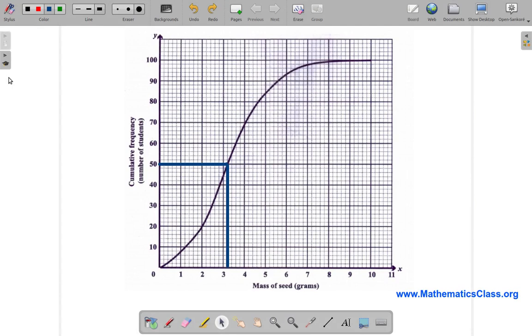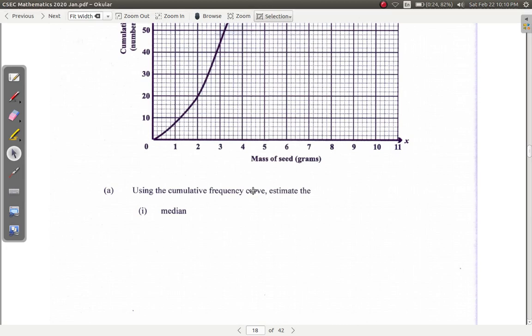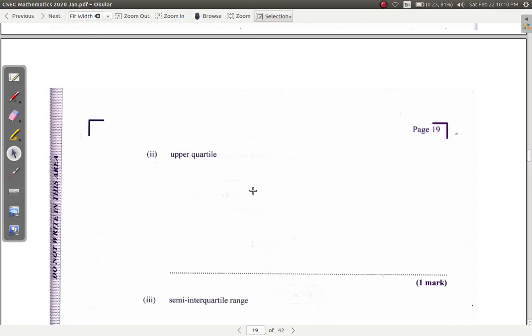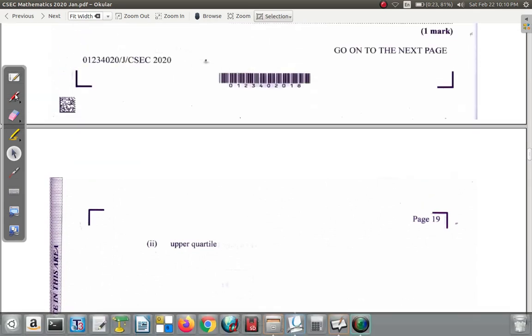Let me just make a note of it. So median equals 3.2 grams. Right, put the units. I don't know if I'm going to need that 3.2 later on, so let me put it down somewhere. Then the question goes on further to say find the upper quartile. You need to find the upper quartile.